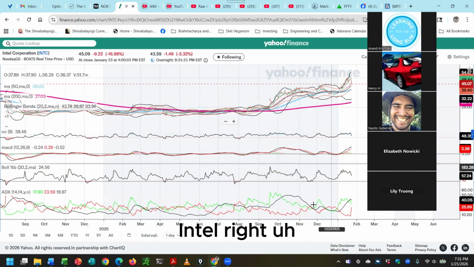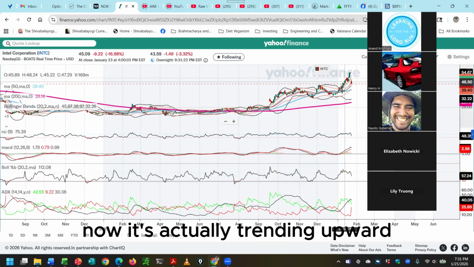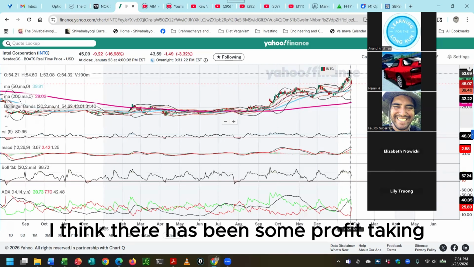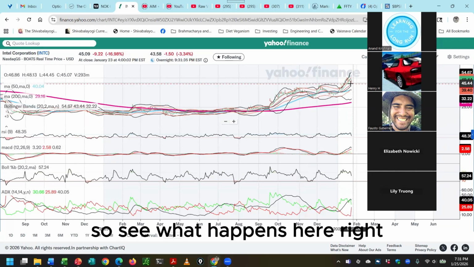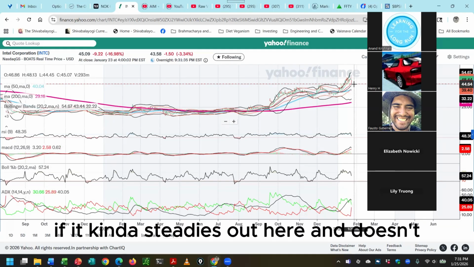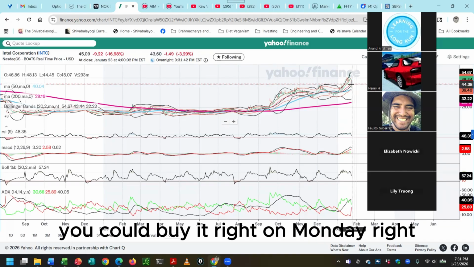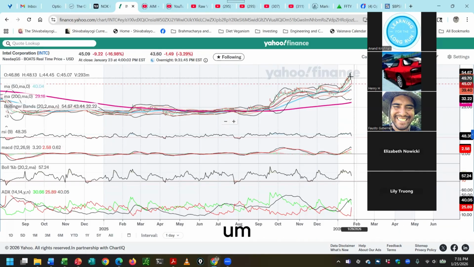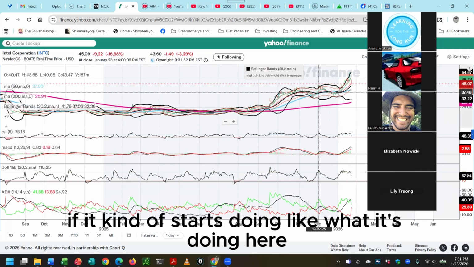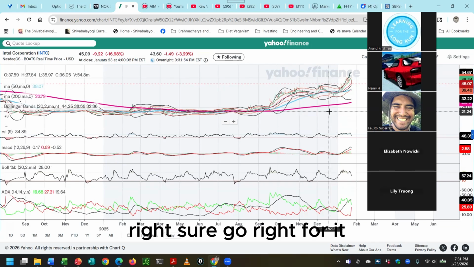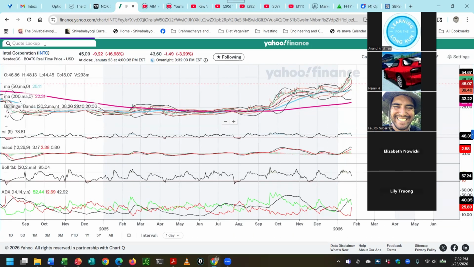Intel, right, it has recently come out of the reversion to the mean. Now it's actually trending upward, but I think there's been some profit taking. It has come back down to the averages. So see what happens here, right? If it kind of steadies out here, again, if you're feeling brave, you could buy it right on Monday, right? But I would say see what happens at the averages. If it kind of starts doing what it's doing here, right? Sure, go for it, right? And then let's look at Microsoft.